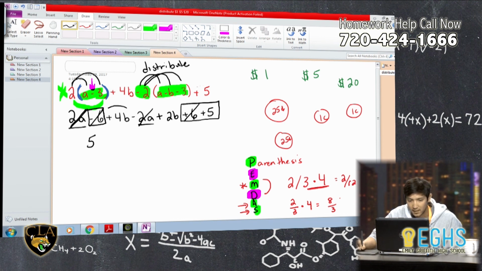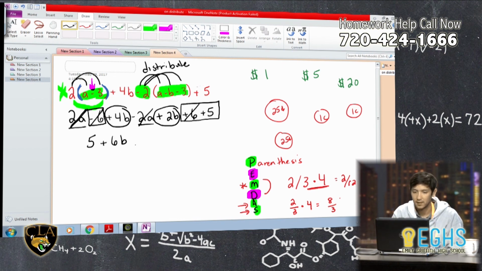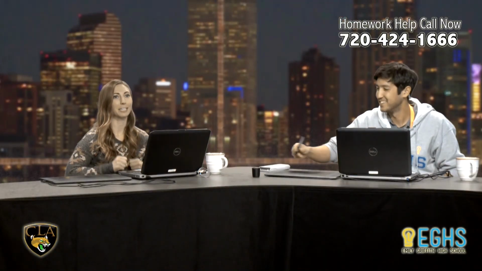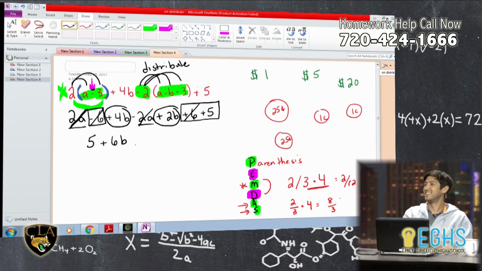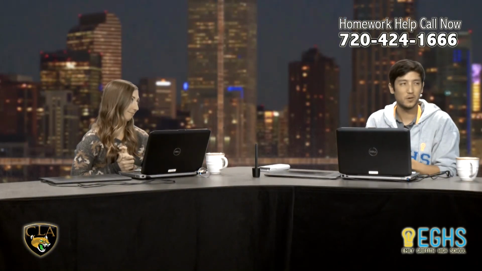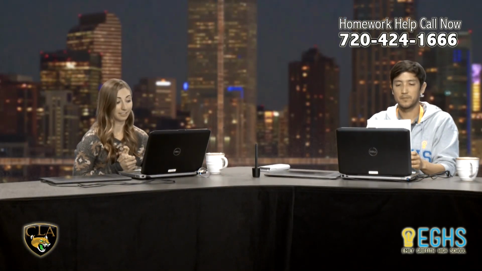Right. And then I use a circle and another circle, and I say 4b plus 2b is 6b. And that's our simplified answer. Stop there. You're not solving for b. Everyone wants to keep going. Just stop there. You don't have to solve for anything. You're done. Yeah, there's nothing to solve for because there is no equal sign. Yep, that's very true.